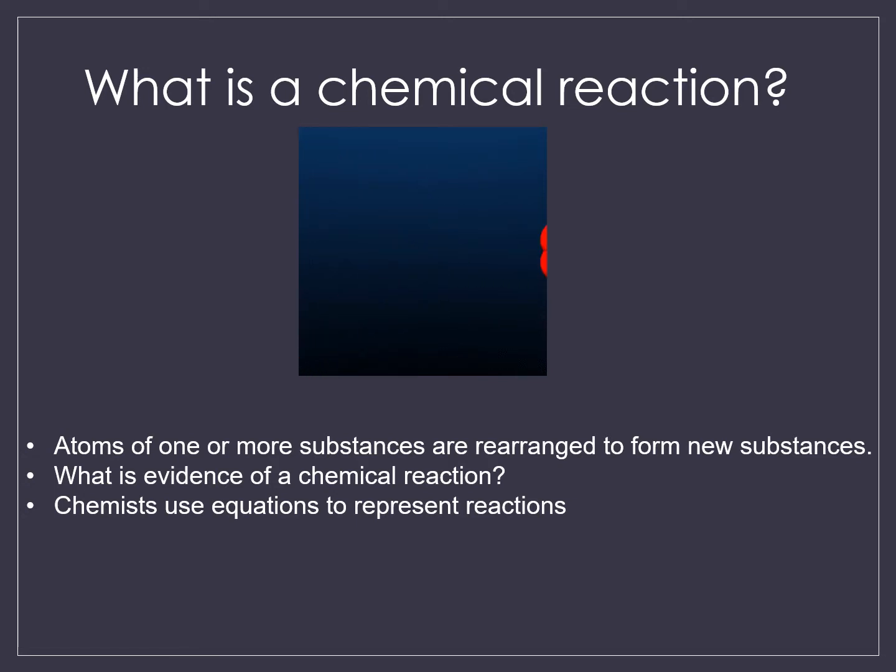Notice in the animation that we have these two hydrogen molecules seen in green, and this one oxygen molecule seen in red. Now they come in and they collide, and after that collision, atoms are rearranged, and they form these new substances. This, y'all, is a chemical reaction. So let's write down our definition.